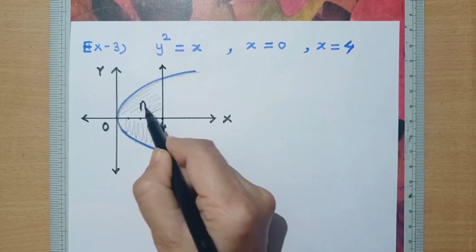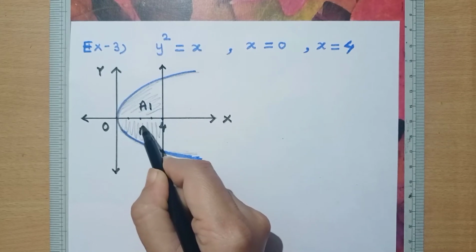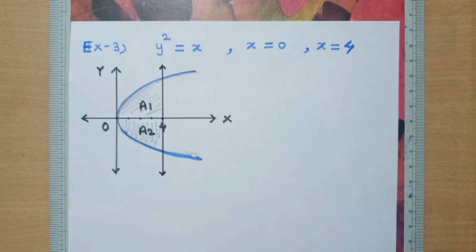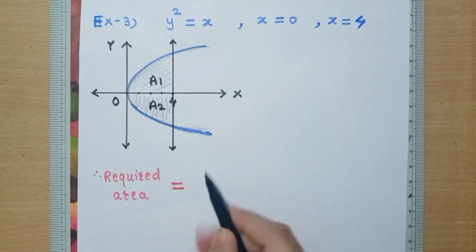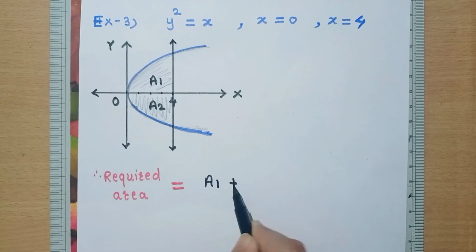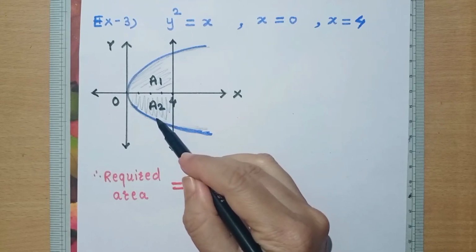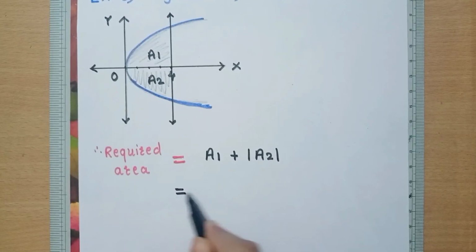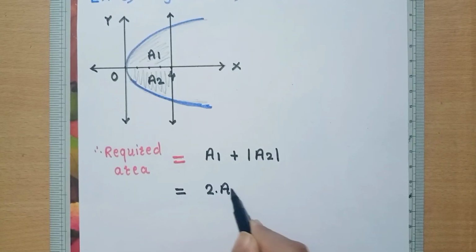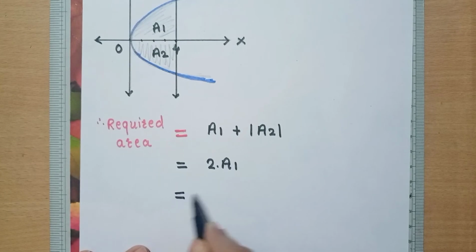We will assume this area is A1, and this area is A2, and therefore the required area is, look now, A1 plus, and since this curve is downside, this area is downside, we will write here mod of A2. And again these two are equal, so we will write this as 2 times A1. That means we will find only the A1 area and we will multiply by 2. And so this is equal to 2.